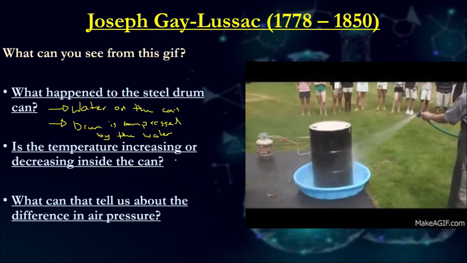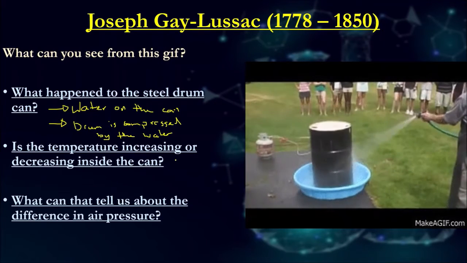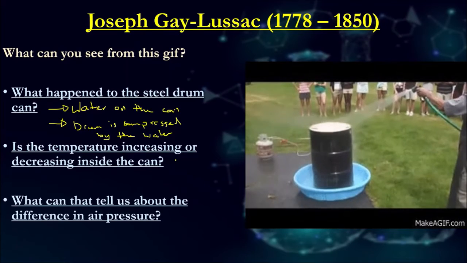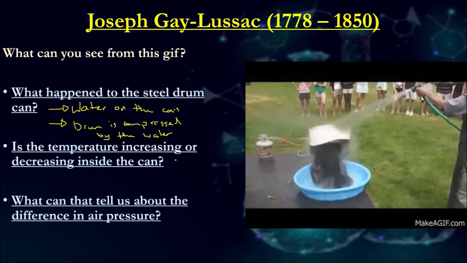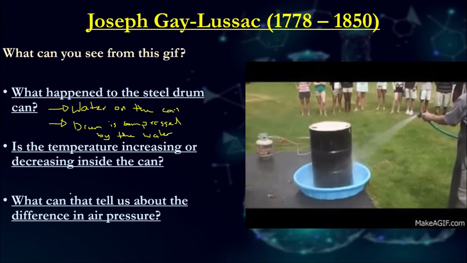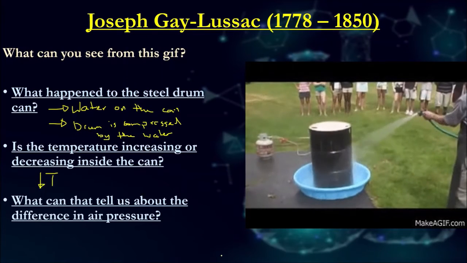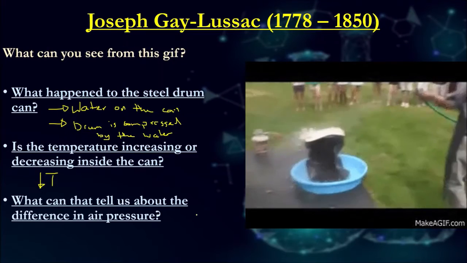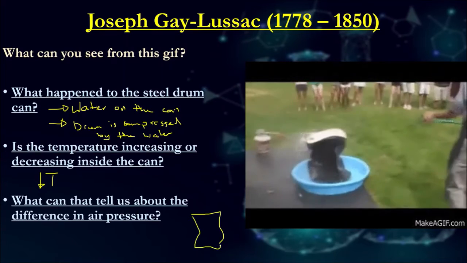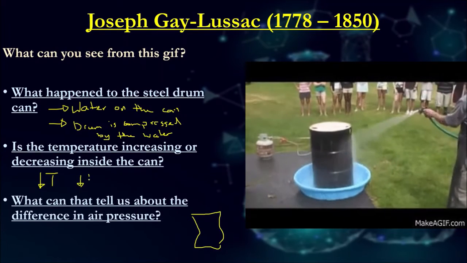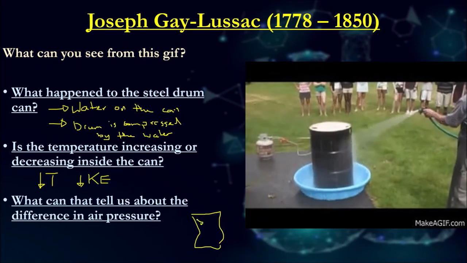Now, when we have a look at this in terms of whether temperature has increased or decreased inside the can, we are spraying the drum with room temperature water from the hose, so we are seeing a decrease in temperature. And what we know is when temperature decreases, the overall kinetic energy of our particles decreases. So the air particles inside the can, that kinetic energy is decreasing.